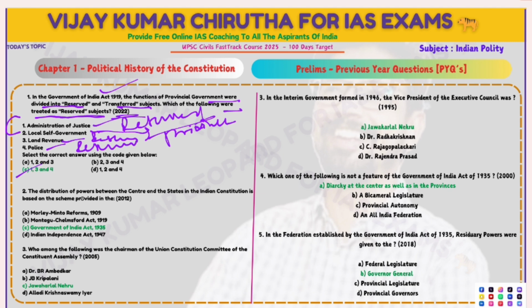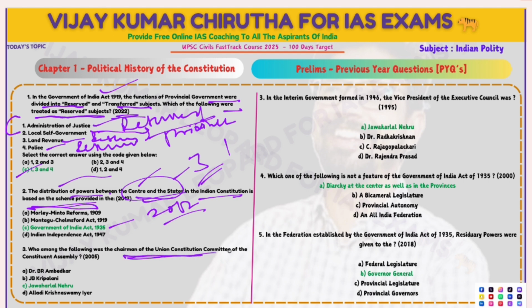The next one, asked in 2012: the distribution of powers between the center and state in the Constitution of India is based on the scheme provided in the Government of India Act 1935. For the distribution of powers between central and state, we have seen three different lists: the federal list, the provincial list, and the concurrent list. The next question, from 2005: who among the following was chairman of the Union Constitution Committee of the Constituent Assembly?